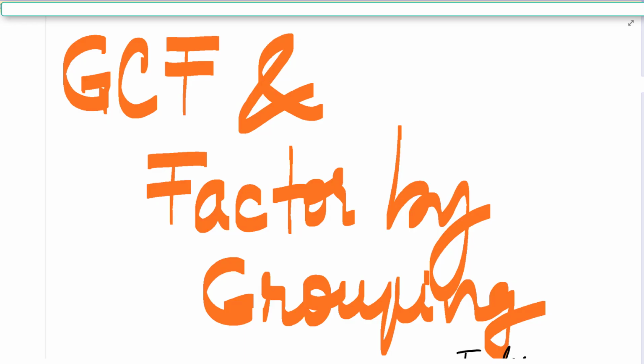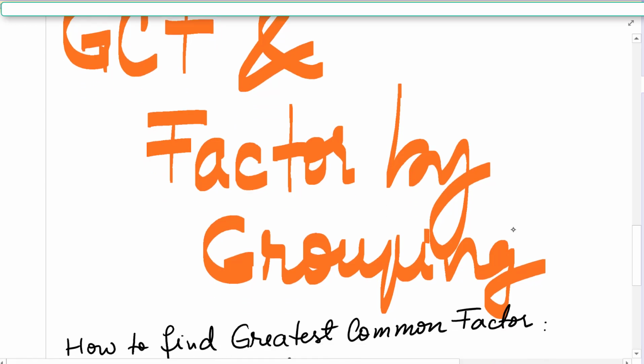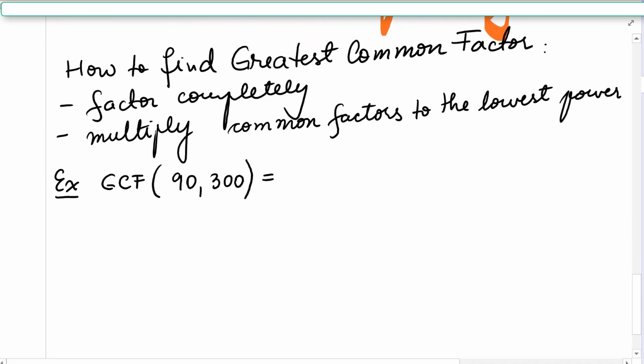In this video, we'll talk about greatest common factor, GCF, and factor by grouping. And we'll do that for polynomials. So let's review first what greatest common factor means and how it's done for numbers so that we can apply it to polynomials. So how to find greatest common factor?